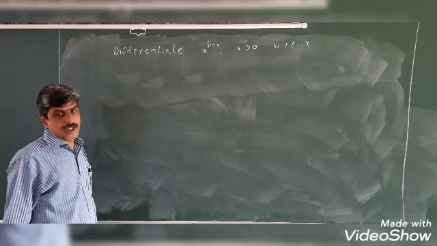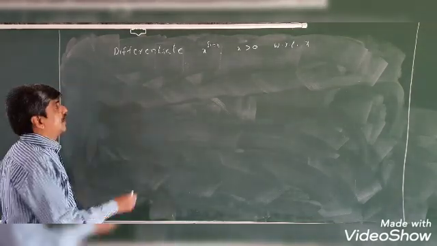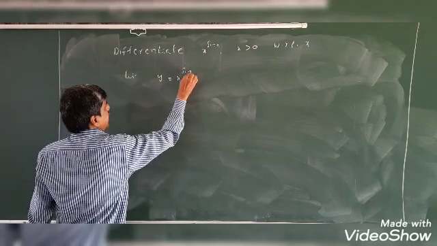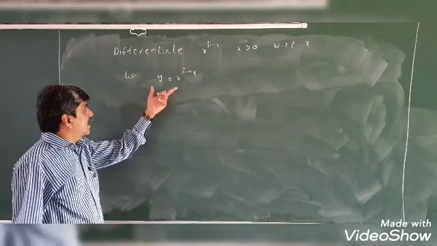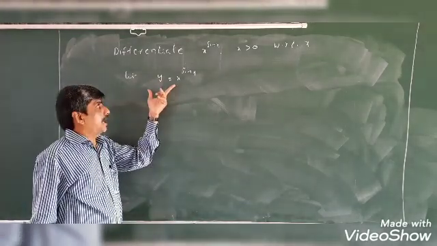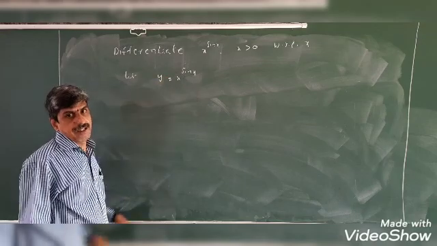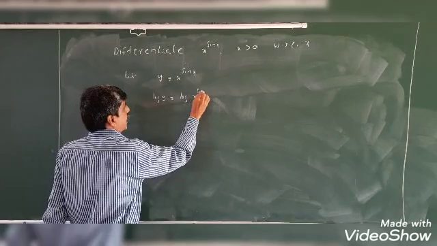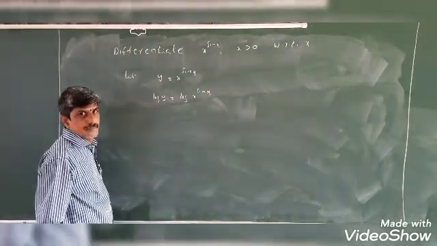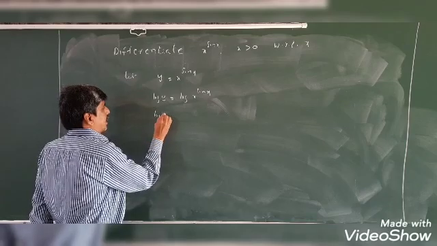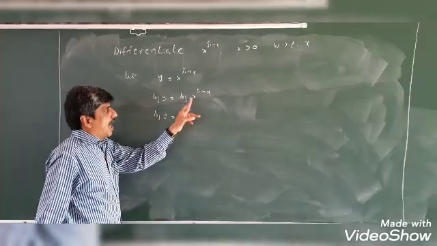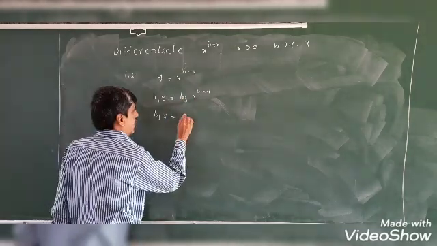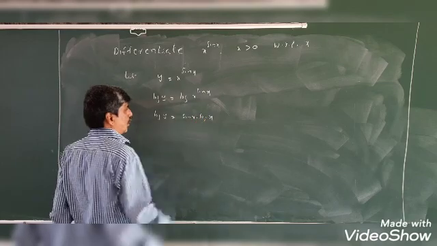For this type of function, if you want to differentiate, take y is equal to x power sin x. Take log with base e on both sides. So log y is equal to log of x power sin x. Now use the formula log x power m means m log x. So that is sin x into log x.